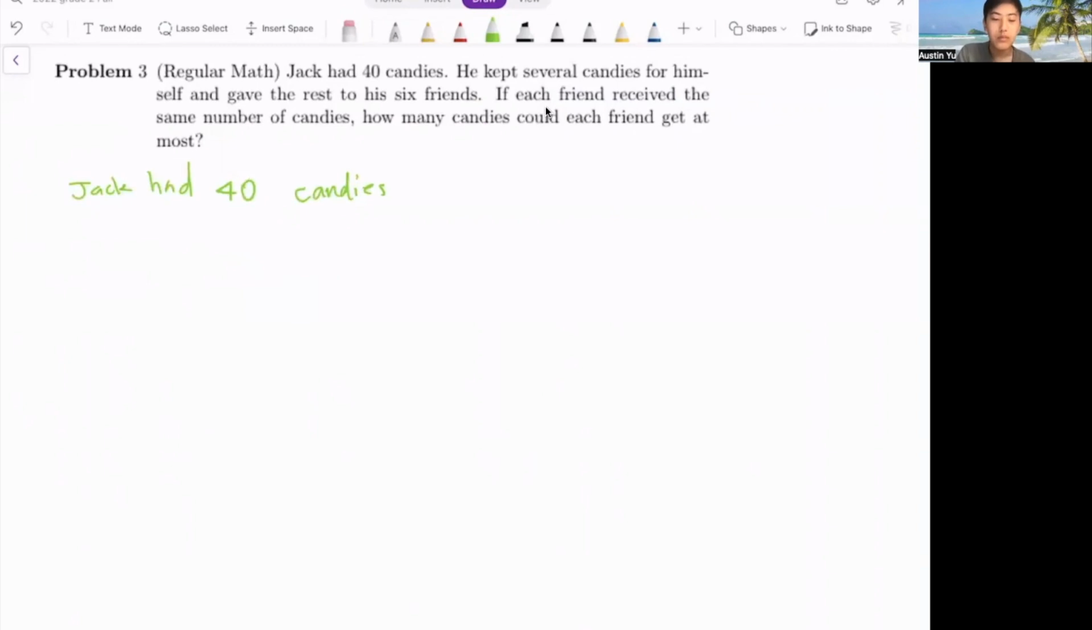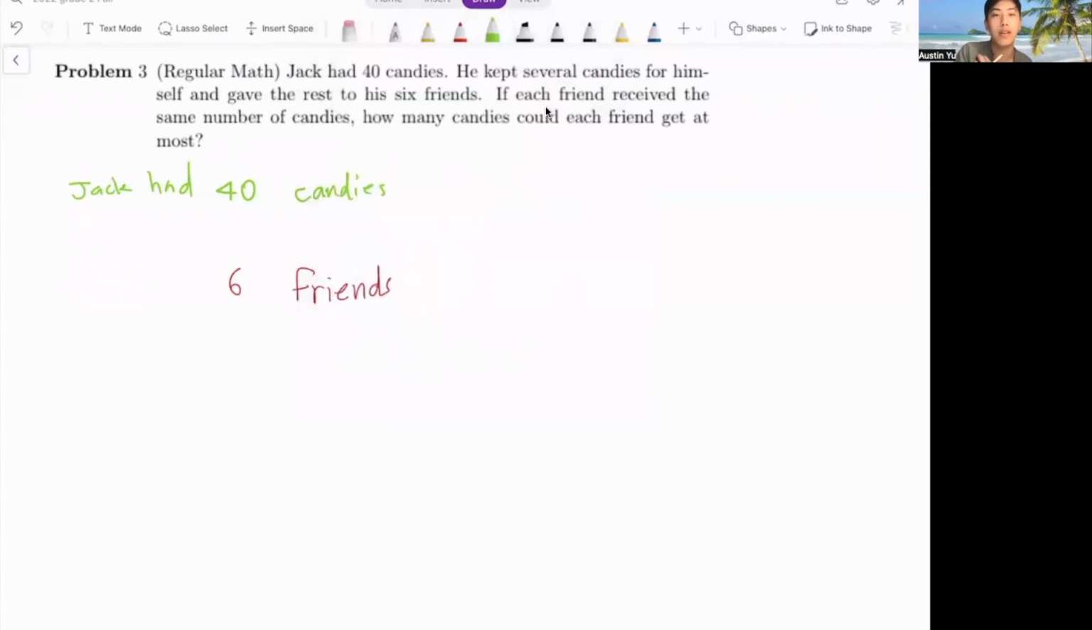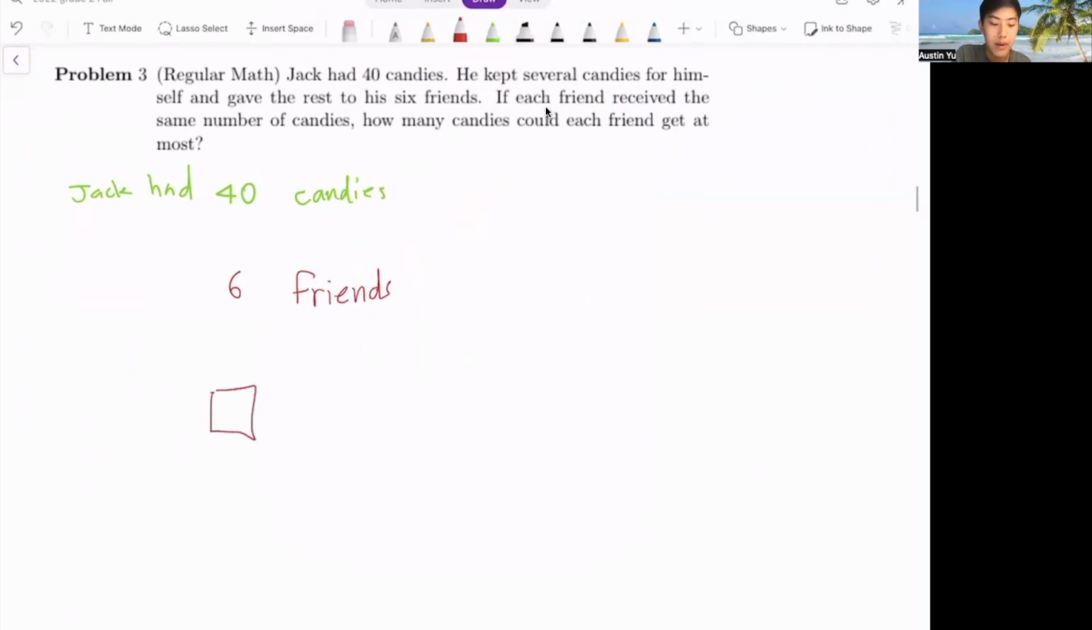All right, let's set this question up. Basically, we have 6 friends, and we have to see the next least number that is less than 40, since it says that he kept several candies for himself. The next number below 40 that is still a multiple of 6, we have to use that number. Because, as we see here, the same number times the 6 friends has to be some number which is less than 40, and we quickly get that the answer is just 36.